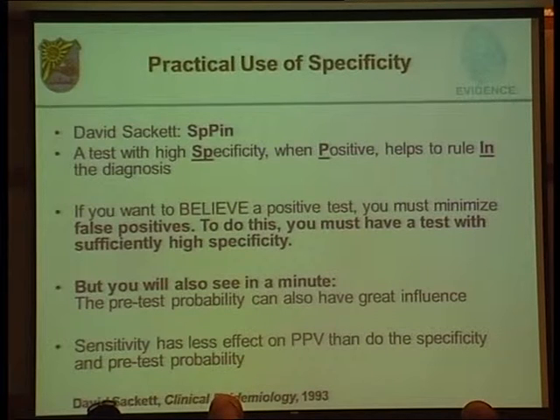Spin. So a test with high specificity, when the test is positive, helps you to rule in the diagnosis. Again, if you want to believe a positive test, you must minimize false positives. To do this, you must have a test with sufficiently high specificity. And notice I say sufficiently high. I don't specify how high that is, because you'll see in a minute that the pretest probability has an effect on the post-test probabilities.